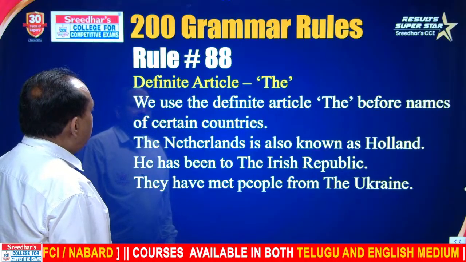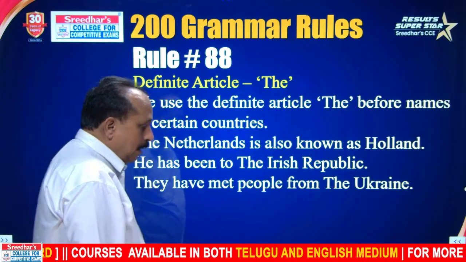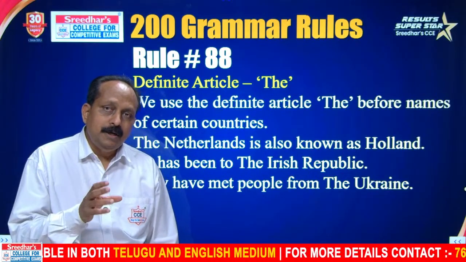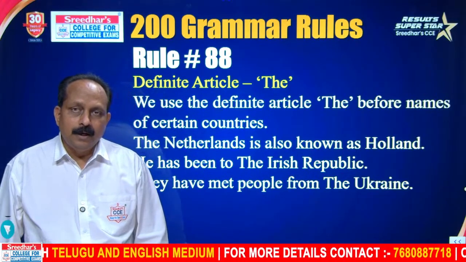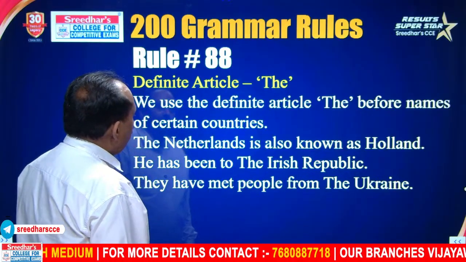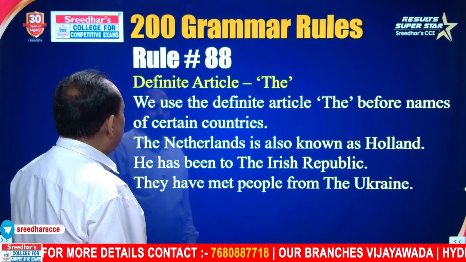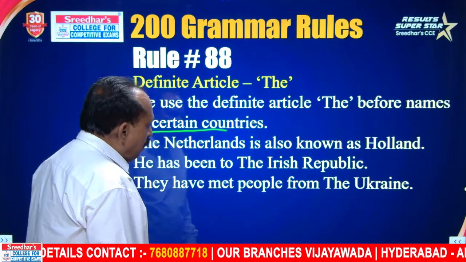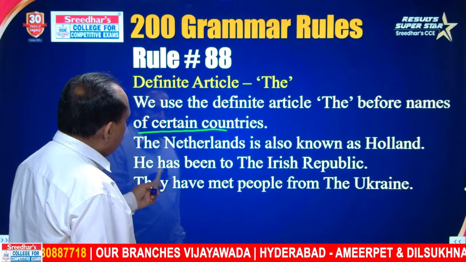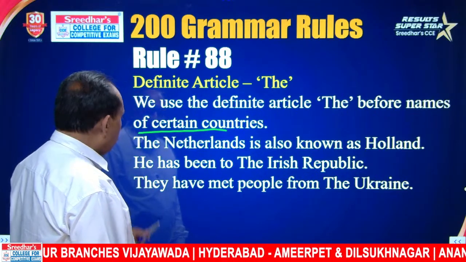Rule number 88, definite article the. Usually in offline classes I give students about 40 rules that go with the definite article the. I brought some important rules. We use the definite article the before names of certain countries. And many of our students know. What is a typical example? The Netherlands is also known as Holland.